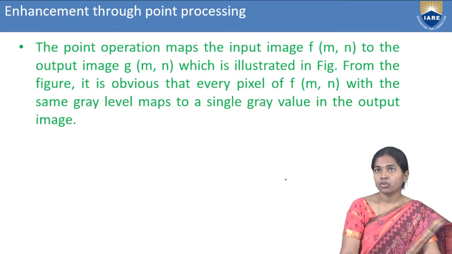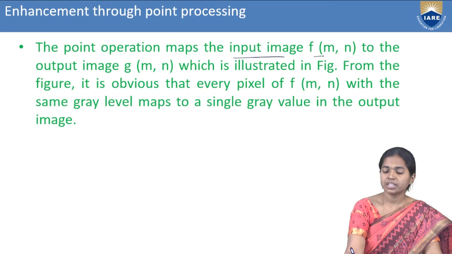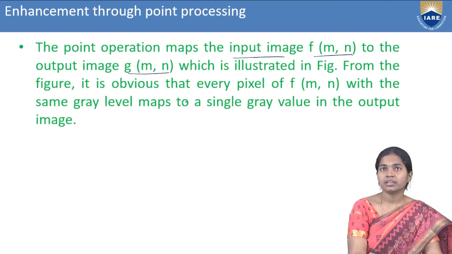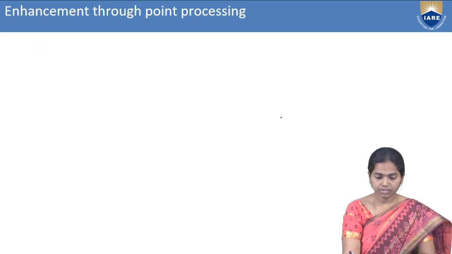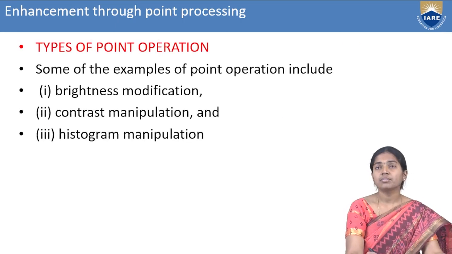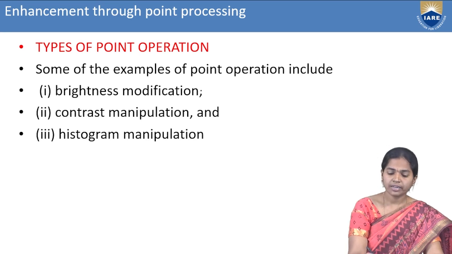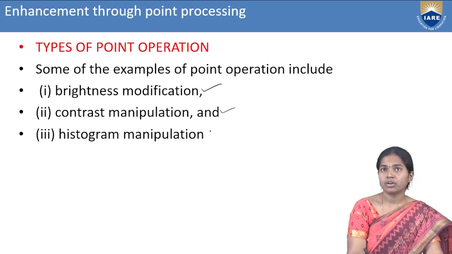In the point operation, the input image is represented with f of m comma n, and the output image is represented with g of m comma n. Each and every pixel of f of m comma n, the input image, with the same gray level maps to a single gray value in the output image. In these point operations, we have brightness modification, contrast manipulation, and histogram manipulation.